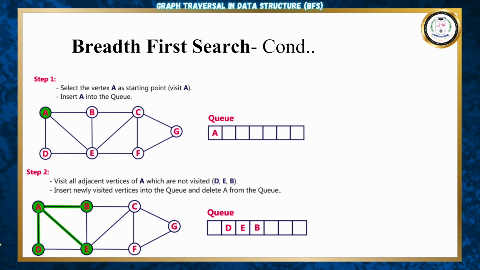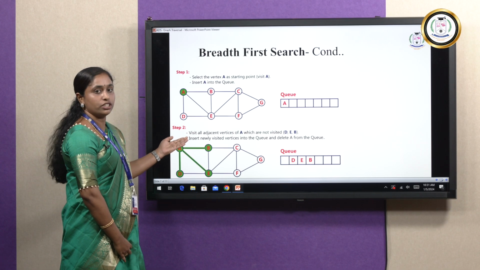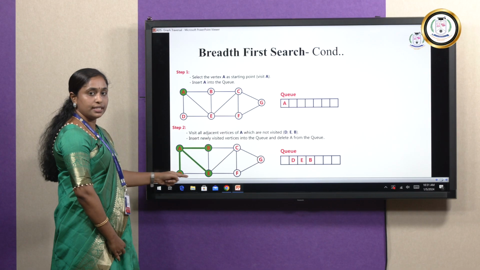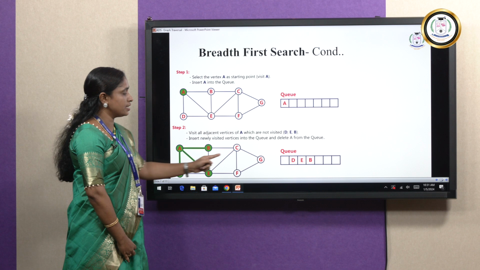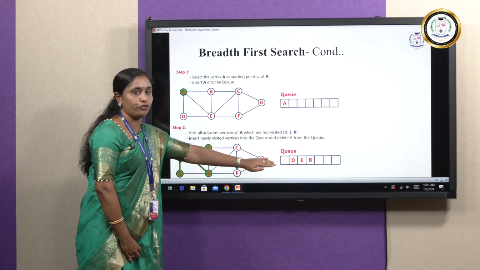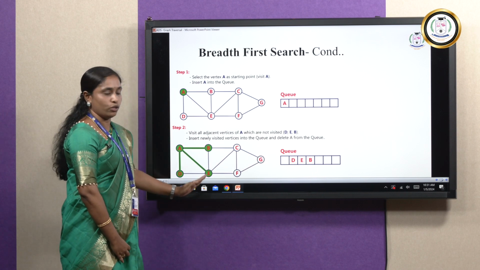Step 2, visit all the adjacent vertices of A which are not visited. So what are the adjacent nodes? D, E, B. These three nodes are the adjacent nodes of A. First we insert these three nodes into the queue and remove node A from the queue because it visited all the adjacent nodes.